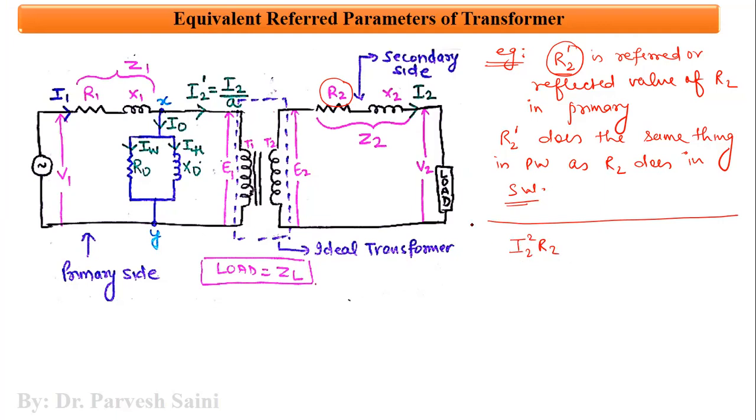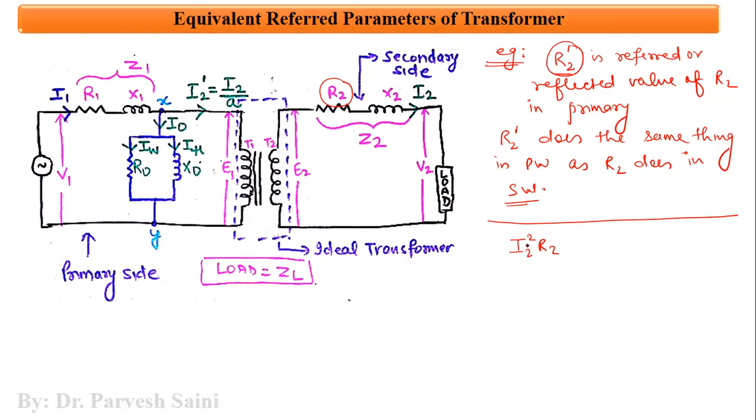So this is the heat effect basically. What is R2? R2 is the resistance of secondary winding. R1 is the resistance of primary winding. R2 dash is the value of R2 reflecting in primary winding. So R2 is responsible for the heat effect in the secondary winding, right?